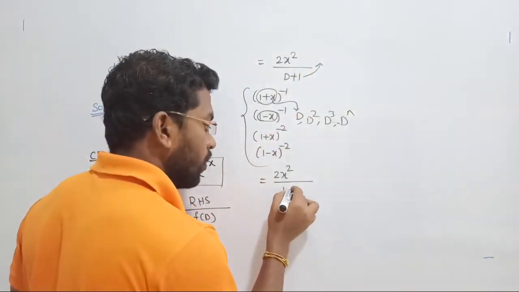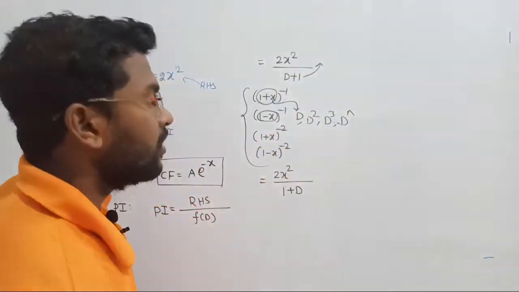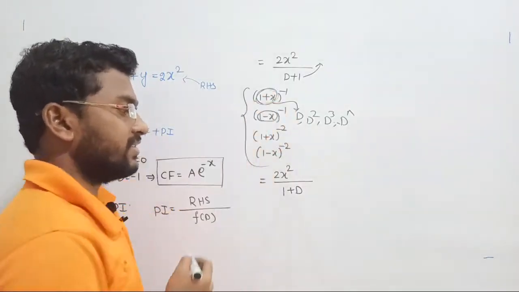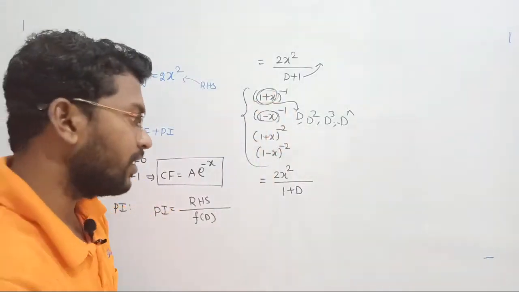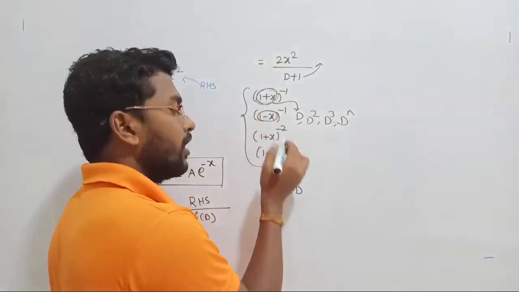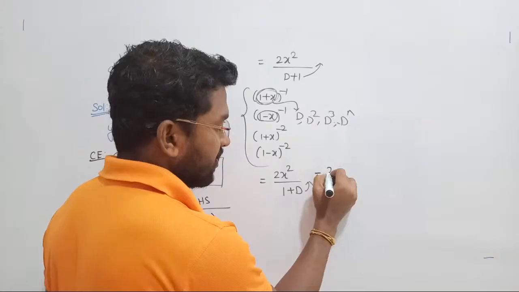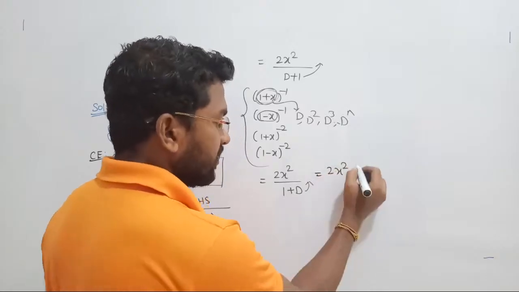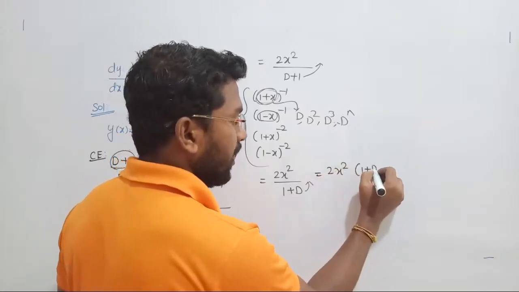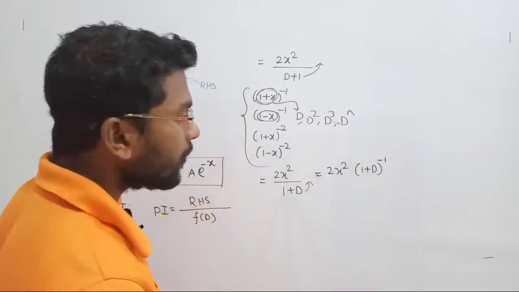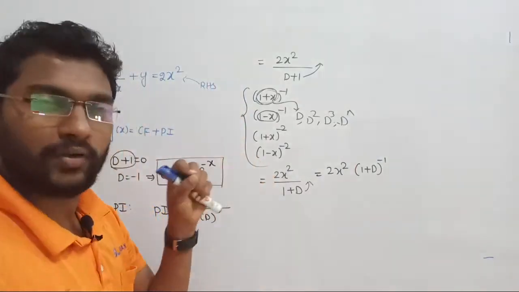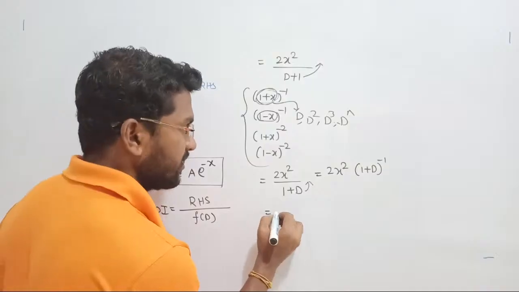நம்ம இப்படி எழுதிக்கலாமா? d plus 1 நம்ம 1 plus d ன்னு எழுதலாமா? Yes, it is looking like 1 plus x. x க்கு பதிலா we have d, that's all. Now if I bring it directly to the numerator, this function can be rewritten as 2x square into 1 plus d whole inverse. Any mistake? No, very simple, right? Trust me dear, it's very simple actually.